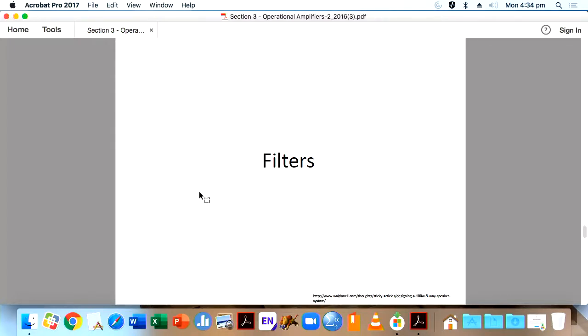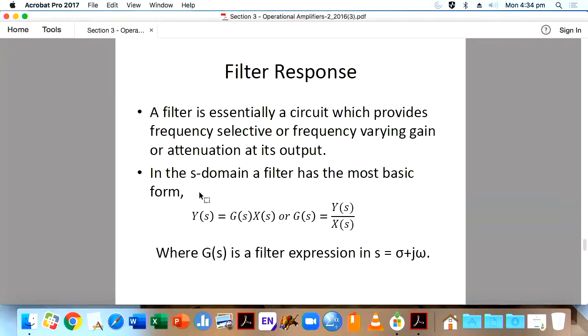So filters, another application of operational amplifiers, are filters. Why have we learned operational amplifiers? Because in order to design the DSO, you need the operational amplifier concept. Then in order to design a filter, you need operational amplifiers, because the filter is a part of your DSO design. Then filter, what do you mean by filter? A filter is essentially a circuit which provides frequency selective or frequency varying gain or attenuation at its output. Usually a filter is filtering some frequency components depending upon what we require.